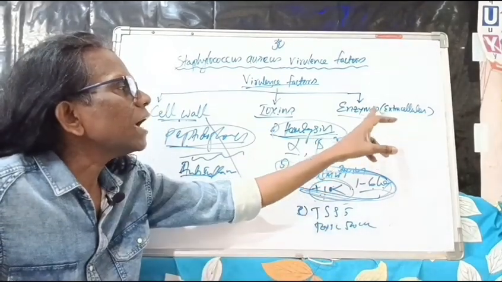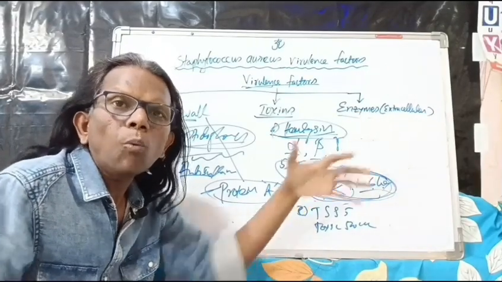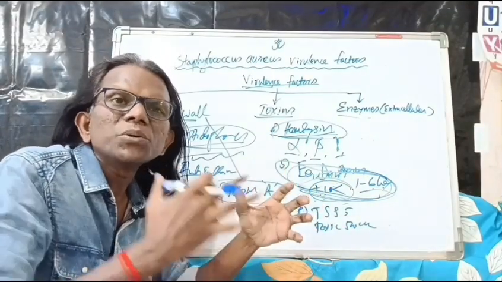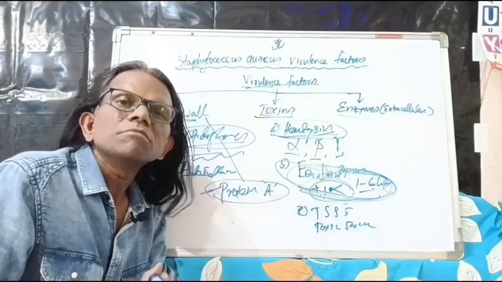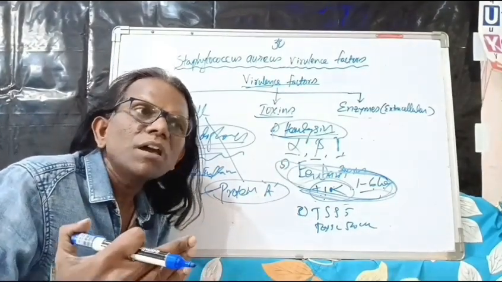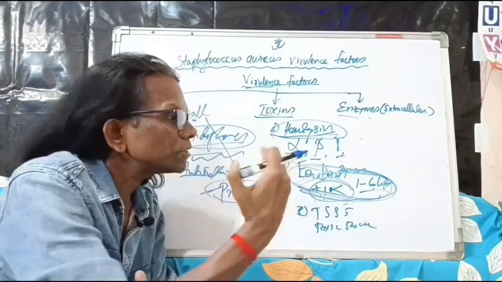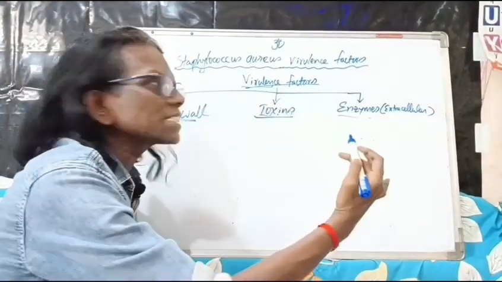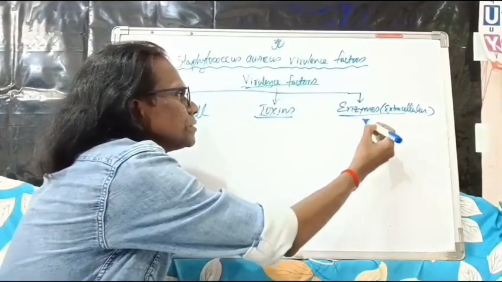Now we will discuss enzymes. What are the enzymes which are present in the Staphylococcus aureus? How will the enzymes help to exhibit the virulence factors in the host body, or how will the enzymes help the Staphylococcus to survive and produce the pathogenicity in the host body? Have a look. Now we will discuss the enzymes which are present in the Staphylococcus aureus.